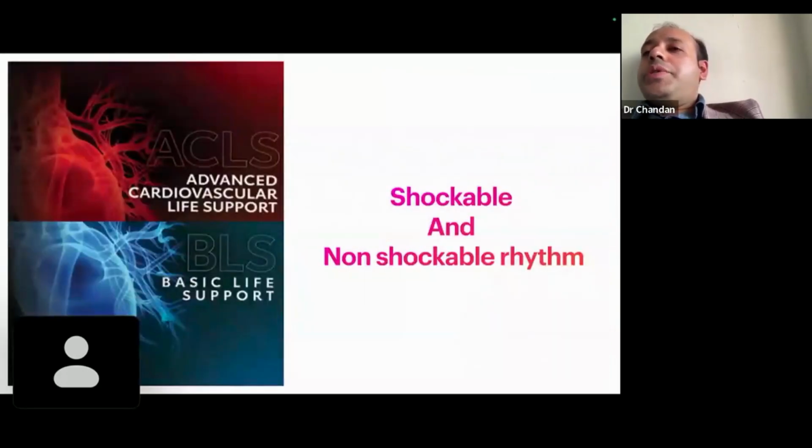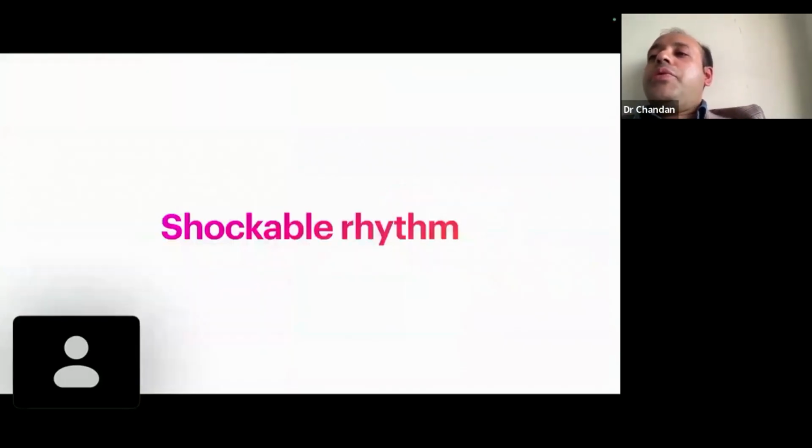So you must have gone through the terms like shockable rhythm and non-shockable rhythm, and these are all components of Advanced Cardiac Life Support, ACLS. If you have gone through this kind of training, you must know what the shockable and non-shockable rhythms are. Let us revise those things.